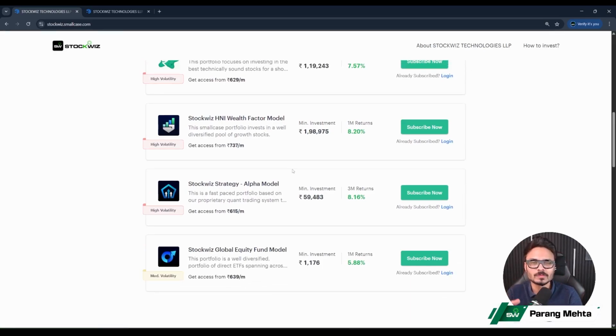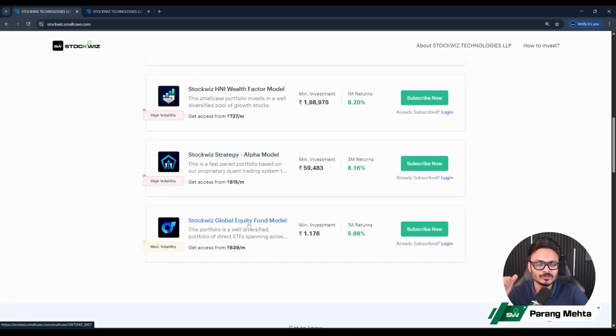The minimum investment is about 2 lakhs, but you can see that the 1 month return itself is 8.2%. That means it's a much more aggressive portfolio and it is perfectly suitable for people who are willing to take that extra risk. You also have the Stockwiz Strategy Alpha model, which is a quantitative trading system, meaning algorithmic models using artificial intelligence and machine learning define which stocks will come in.